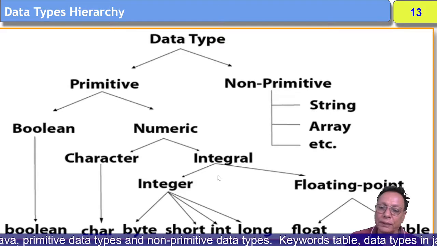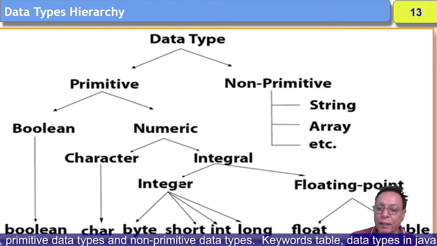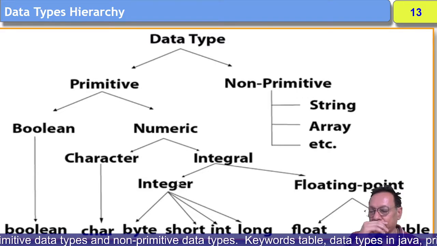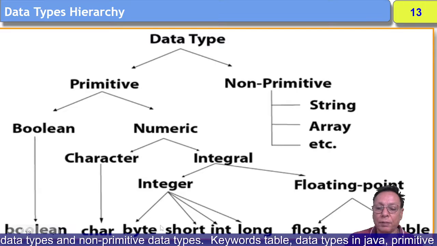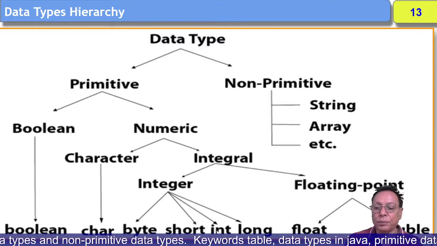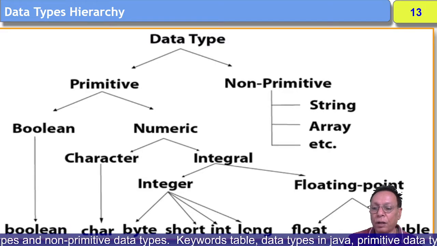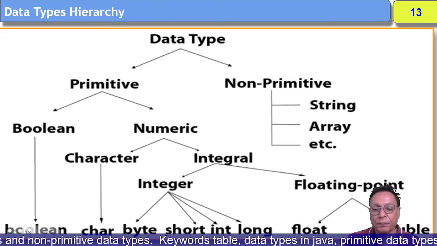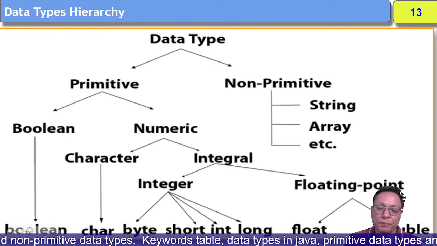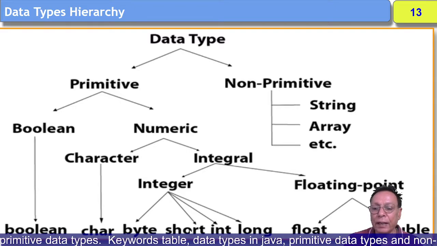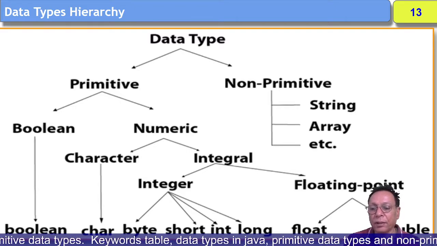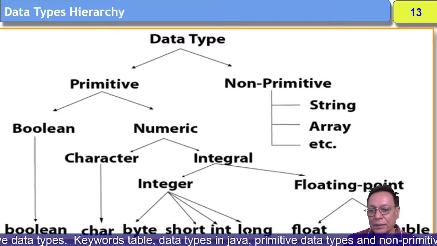So if you consider integer, there are four integer types. Number one, byte. Number two, short. Number three, int, and number four, long. Byte is the smallest integer type. Short is bigger than byte. Int is bigger than short, and long is bigger than int.